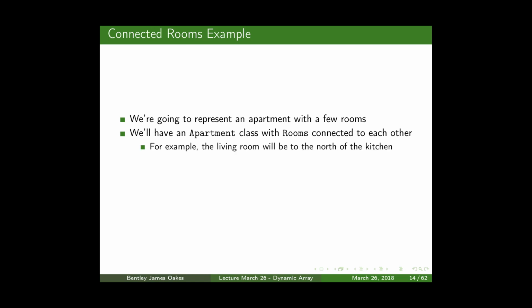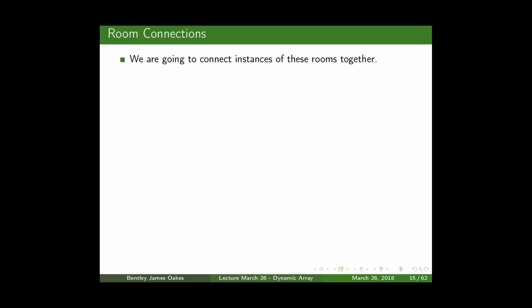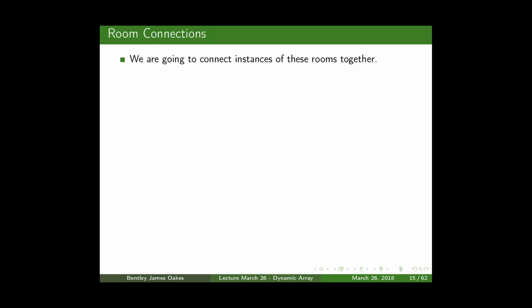So for example, we can have a living room, and the living room will be to the north of the kitchen. And we'll also do some stuff with length and width for each room so that we can have all of our rooms in an array, and then we can calculate the apartment's total area. And where I want to get to is adding in a player here, because assignment 5 should be out within a few days. And assignment 5 has a loop so that you as the player can move around. So it'll be very, very similar to this example.